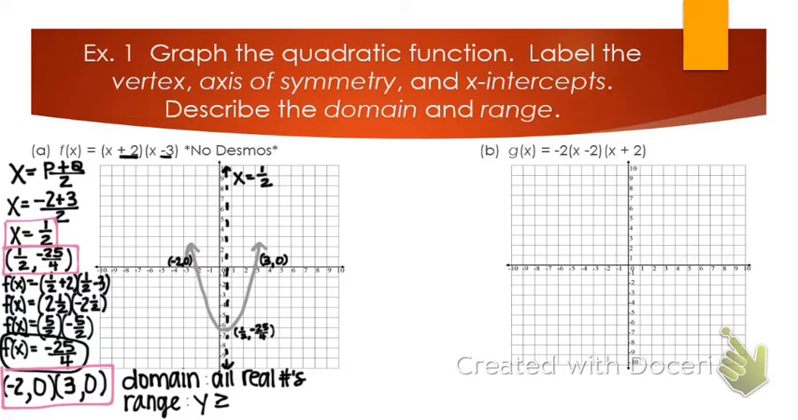-25 fourths, or if you want to use the mixed number, greater than or equal to -6 1/4. And this is the domain and range that you want to plug in. So, do you see the process if we did not have a thing called Desmos? This is the process that you would have to use.